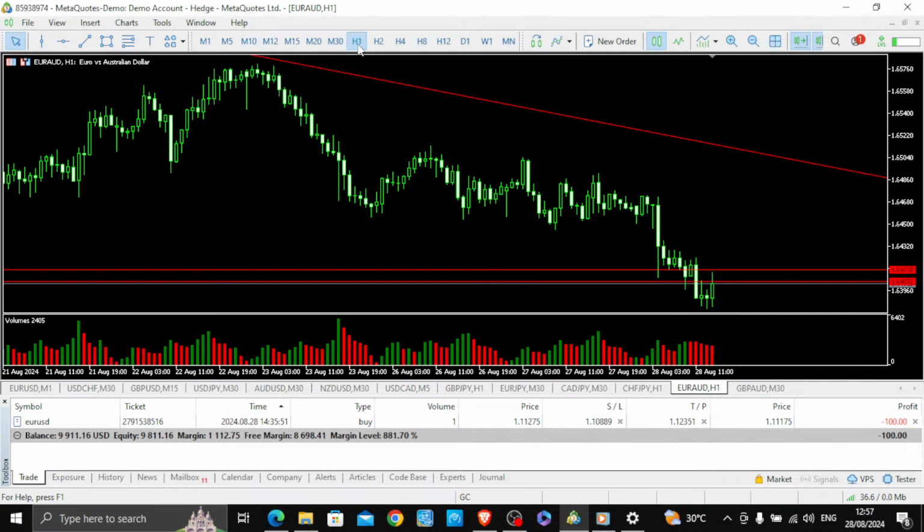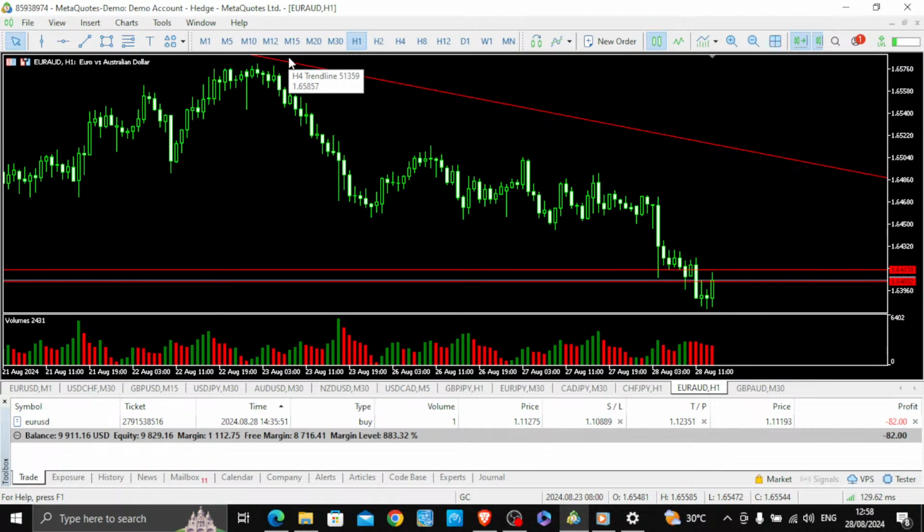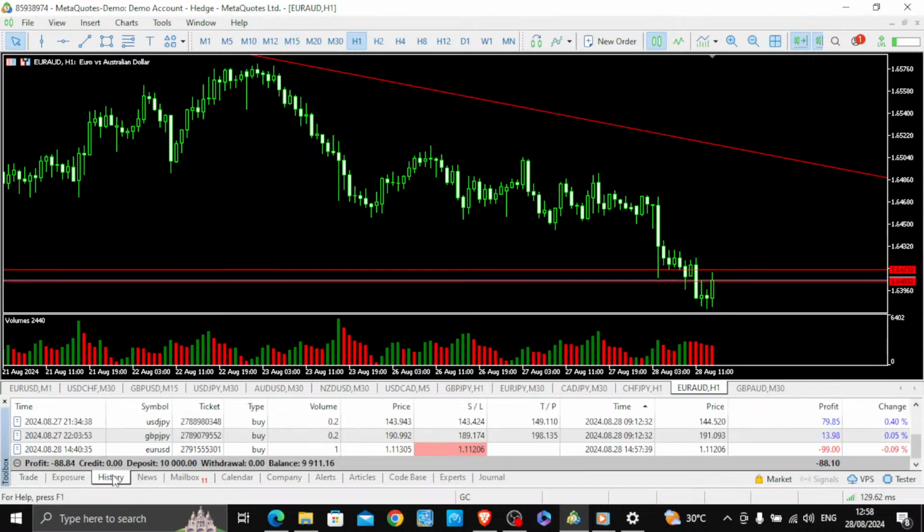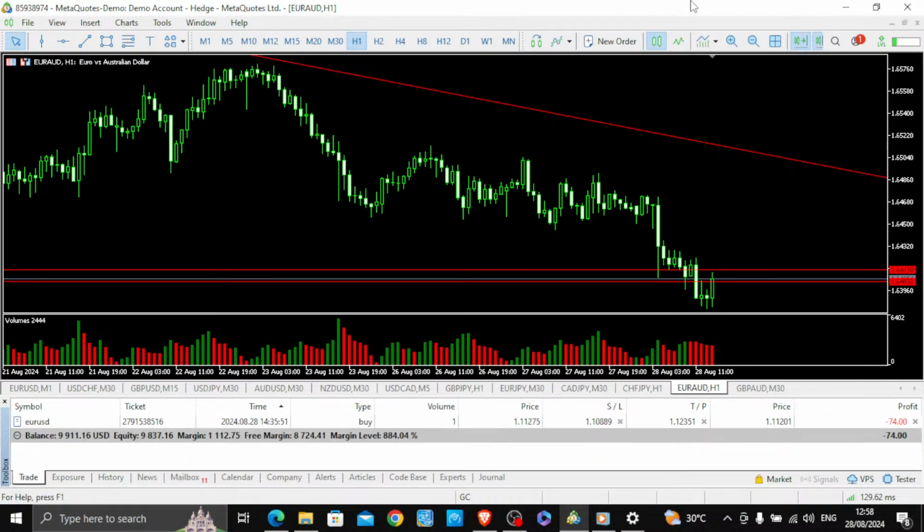Now, as you can see, that tight stop loss has been hit, so we are stopped out on that one. Yes, we are now stopped out. We lost about how many pips? Okay, about 10 pips. That's what we lost.